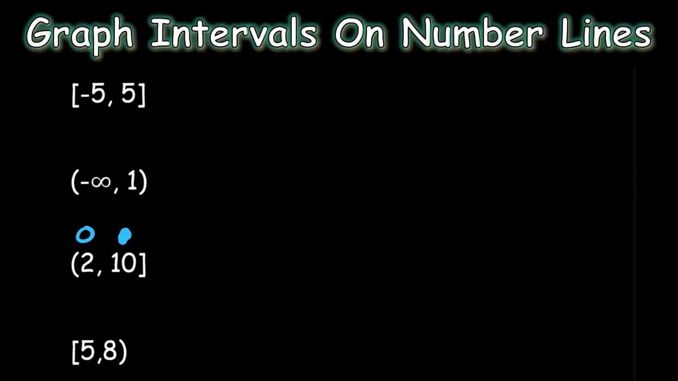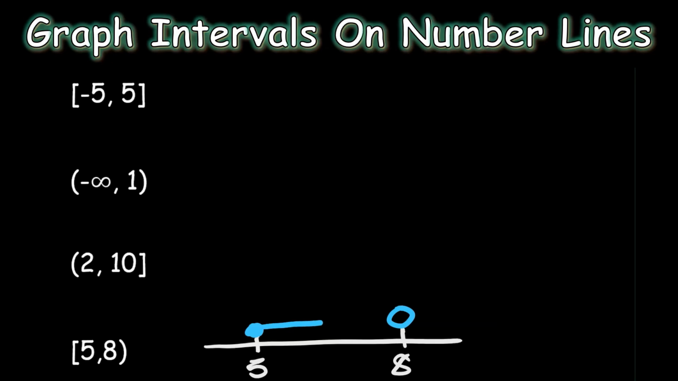For our last example, we have 5 attached to a bracket and 8 attached to a parenthesis. So let's go ahead and draw our number line. We'll put 5 on one end and 8 on the other end. We have a bracket for 5 and a parentheses for 8, and we connect the two. And there you have it. You have graphed your intervals on a number line.